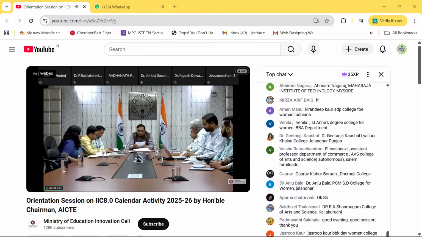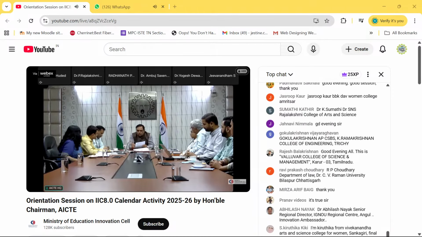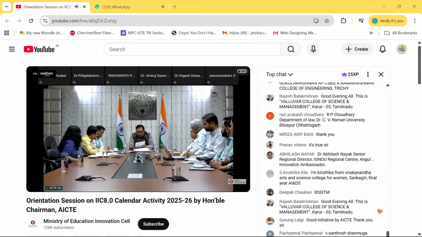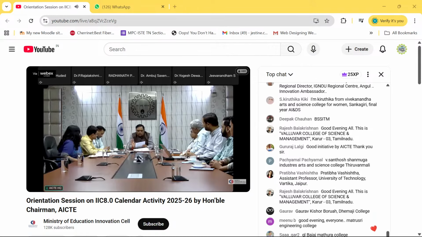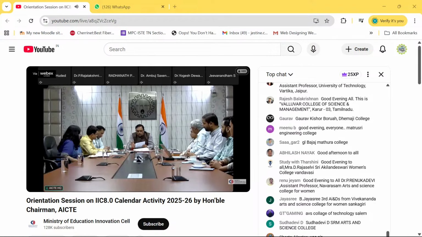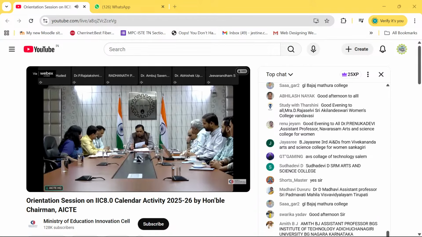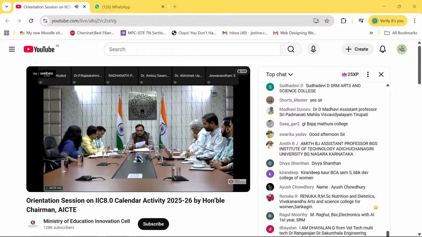So the role of IIC is very critical in that, and Calendar 8.0 is very good. I congratulate Dr. Deepan Sahu and the entire team which worked on this, which provides a very structured and inclusive framework to promote innovation. Activities span idea generation to proof of concept to startup mentoring to IP awareness and design thinking. And the core is research and development.